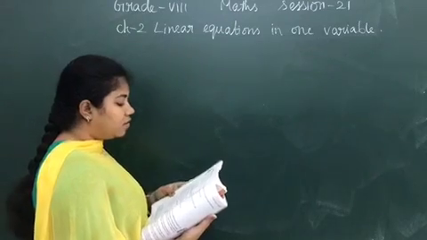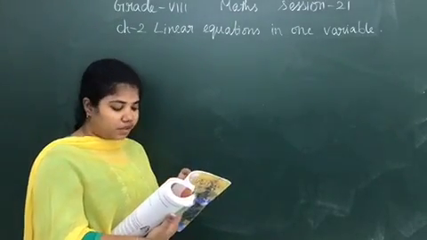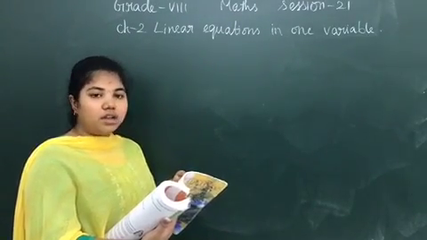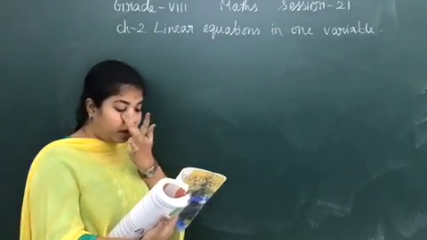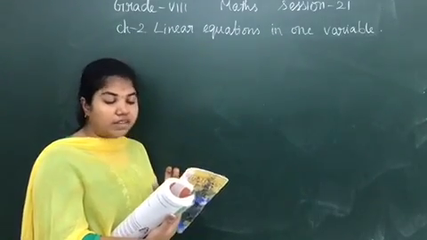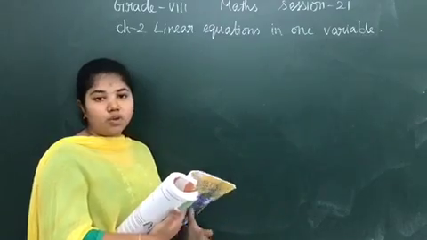Now, since I have given the second sum as your homework, you can do the fifth sum, that is the subtraction sum, 2x minus 1 is equal to 14 minus x, as your homework. Now let me move on to the sixth sum.